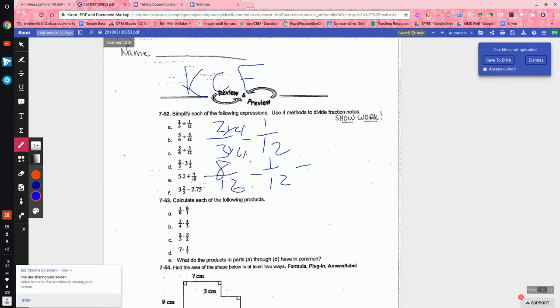So 12 divided by 12 would give me 1. And then 8 divided by 1 would give me 8. And then anything over 1 is always what's on top. So we have 8 for A right there. And I'll leave that up for a sec. I can do the next work up top if you're still copying stuff down.